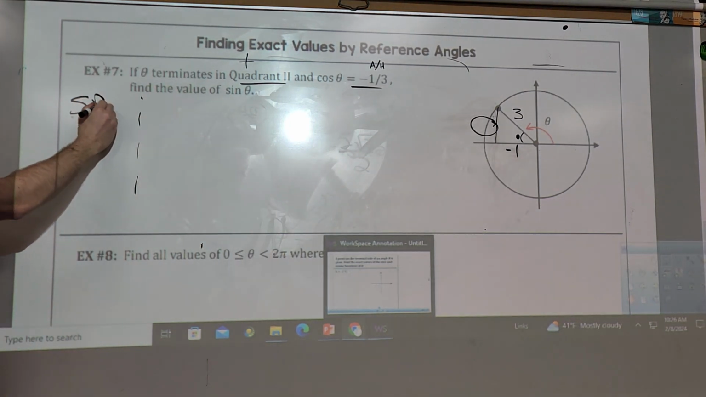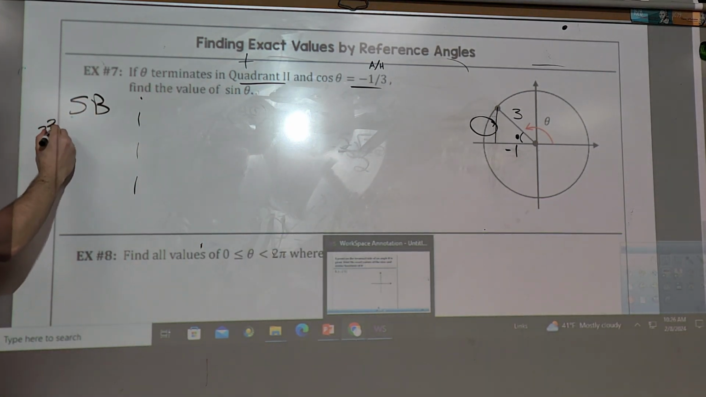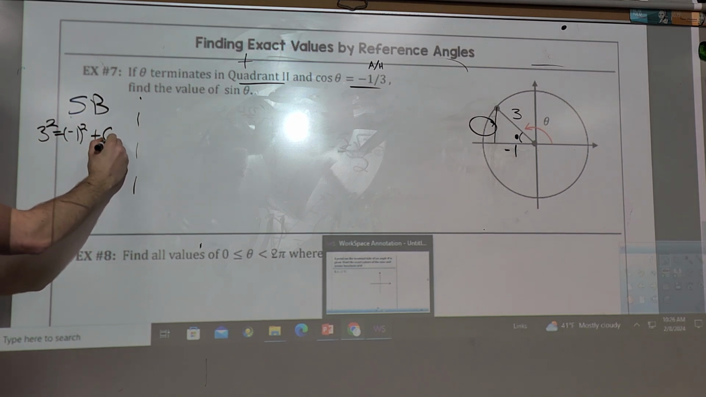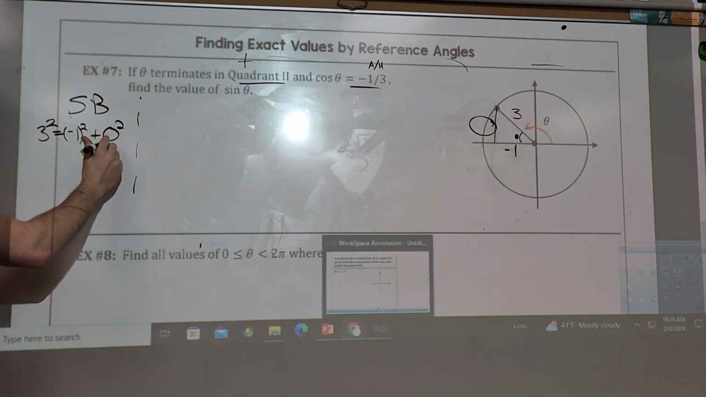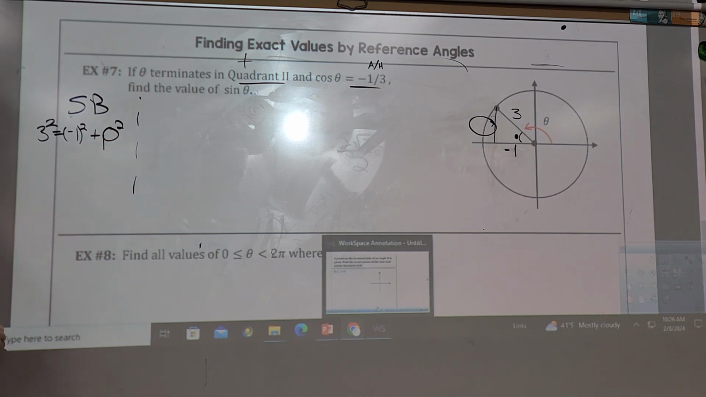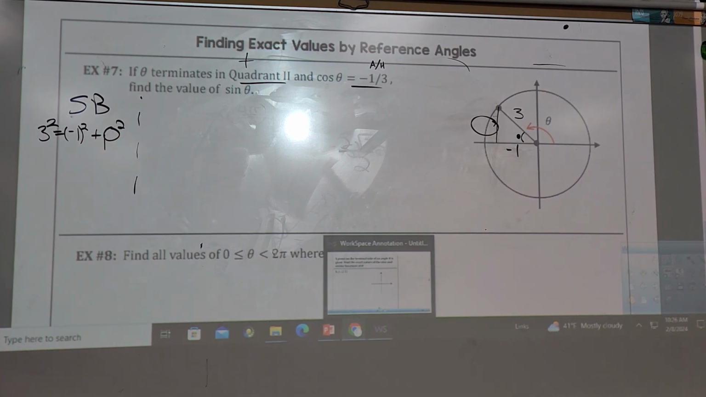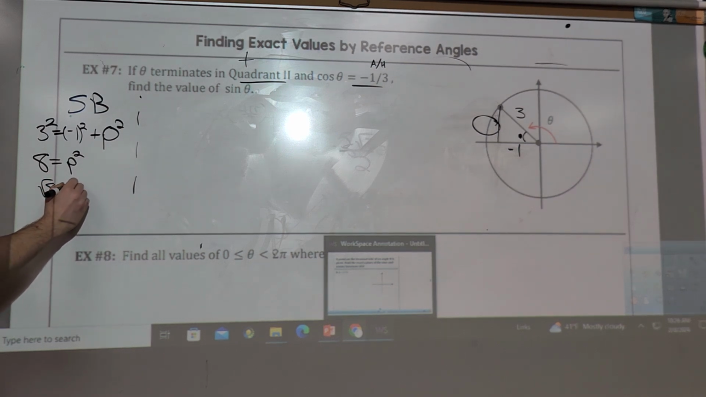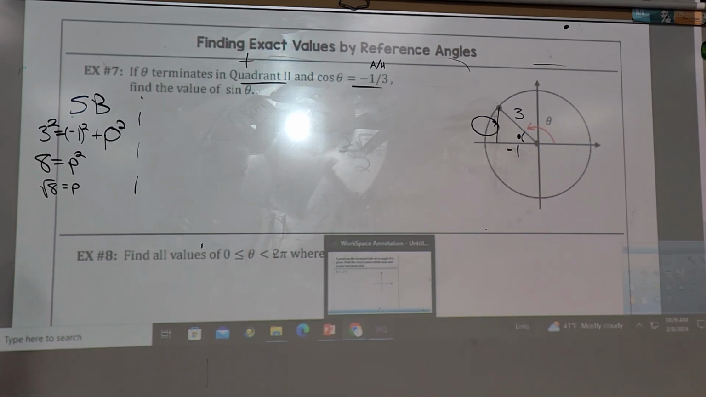Yeah. Pythagorean. 3 squared equals negative 1 squared plus, let's call it P for opposite, P squared. I got 8 equals P squared. So square root 8 equals P. Y'all agree? Could I leave that square root 8? Yeah. Can I also do it as 2 root 2?